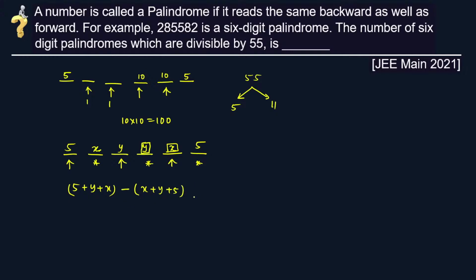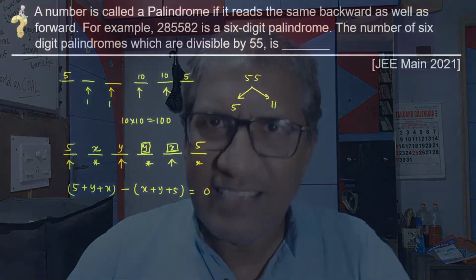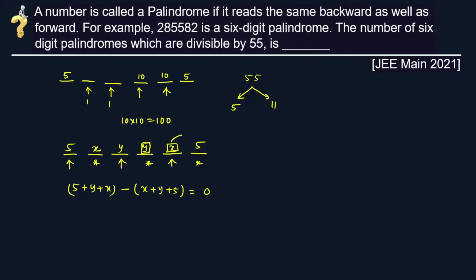Now, if you subtract these two, you have to get a number which is a multiple of 11, and in this case we are getting 0. It means that in place of x, you can put any digit you want, 0 to 9. Is it clear? So this place can be filled in 10 different ways. It can be either 0, 1, 2, 3, 4, 5, 6, 7, 8, 9.